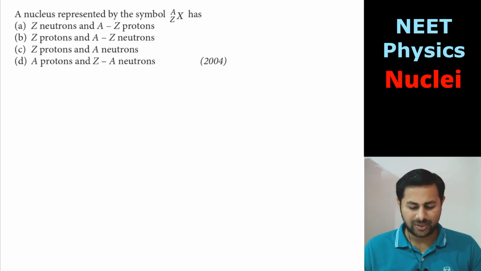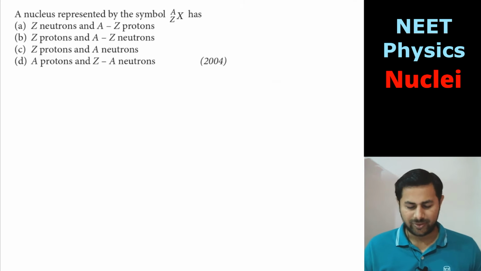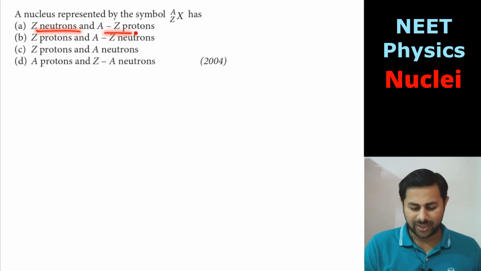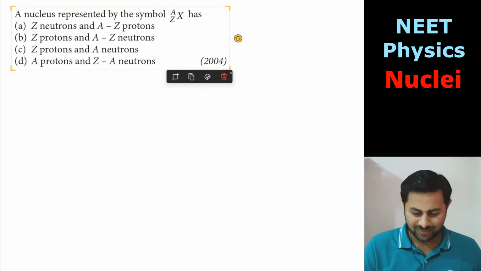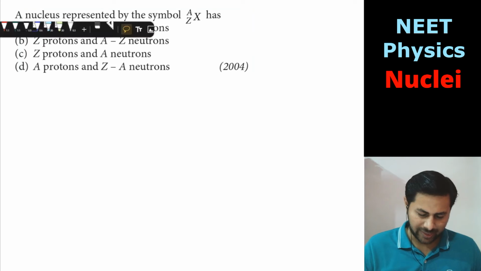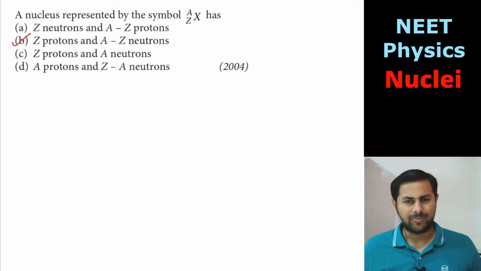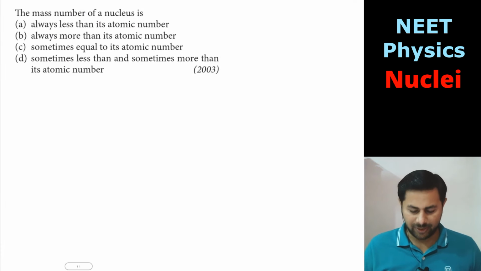A nucleus represented by the symbol X, A, Z has what? Z neutrons and A minus Z protons? This is very, very simple, right? Tell me. So option B, Z protons and A minus Z neutrons, right? Very simple. Okay, let's see next one.